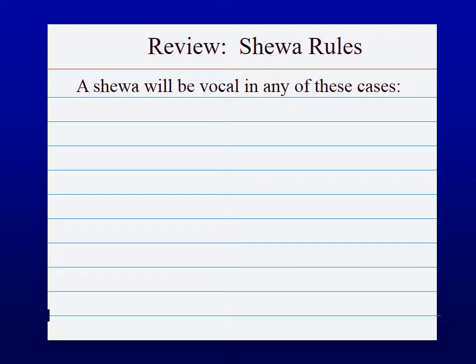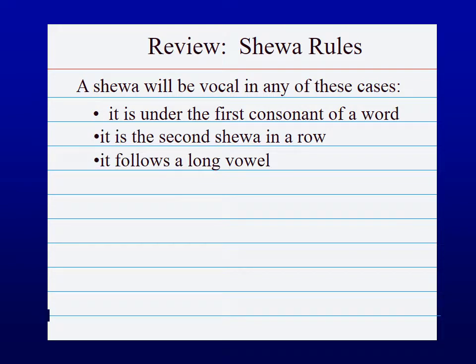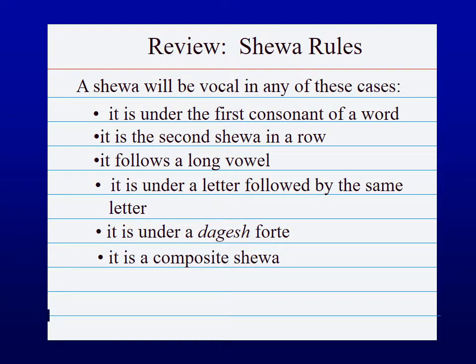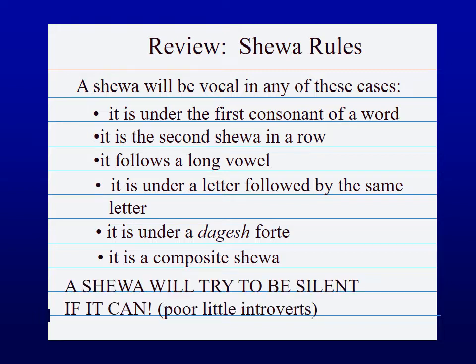So, the schwa rules are these. A schwa will be vocal in any of these cases. It is under the first consonant of a word. It is the second schwa in a row. It follows a long vowel. It is under a letter followed by the same letter. It is under a Dagesh forte, or it is a composite schwa. In those cases, the schwa is pronounced. In all other cases, the schwa is silent. Note that a schwa will try to be silent if it can be. So I think of schwas as little introverted characters. If they can figure out how to be silent, they will.